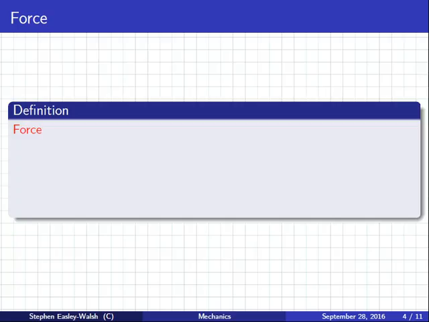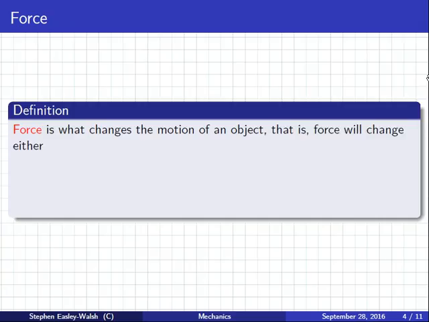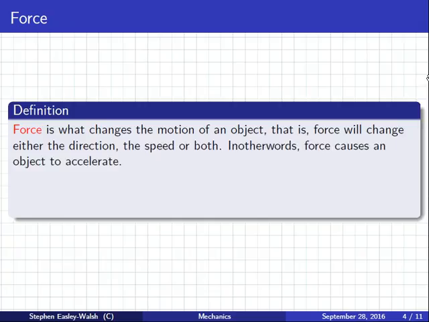Now, you might have had different definitions depending on your high school. But the definition I go for is: force is what changes the motion of an object. That is, force will change either the direction, the speed, or both. In other words, force causes an object to accelerate. So force is the cause of acceleration. Why does something accelerate? Because a force is causing it. This is the meaning of it. This is the key meaning.